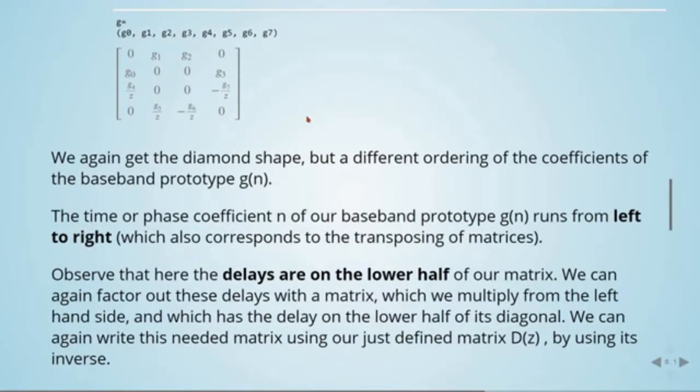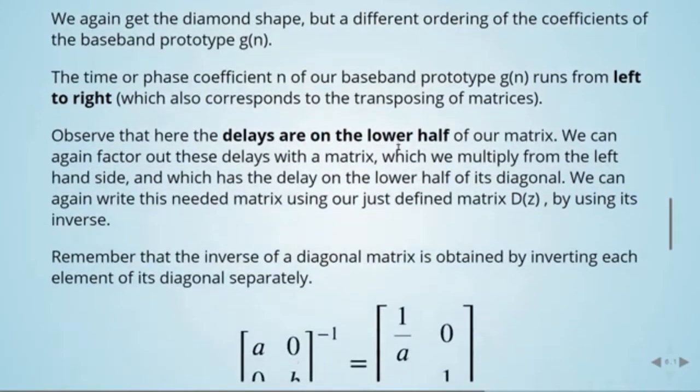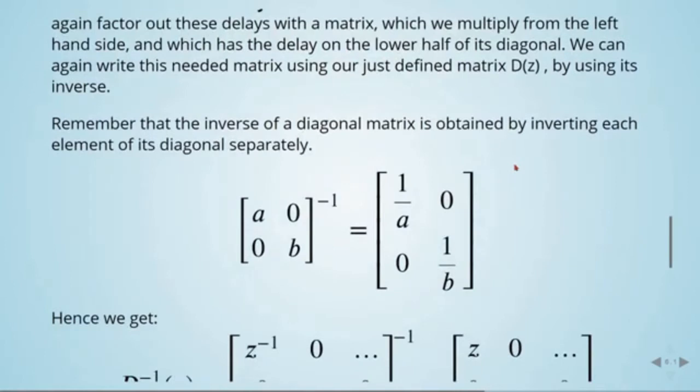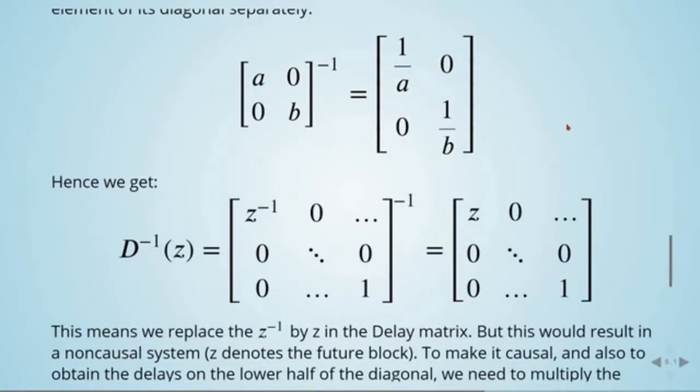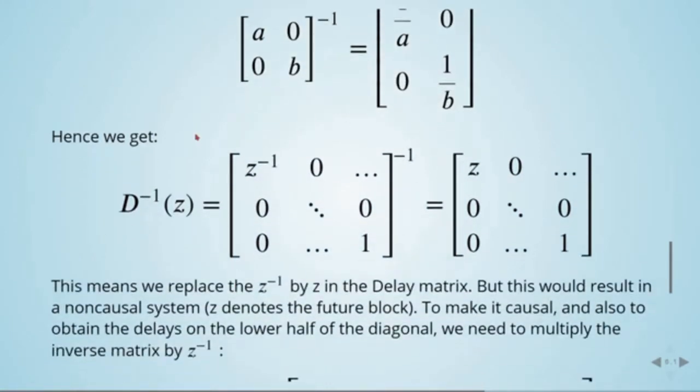We can again factor out these delays with a matrix which we multiply from the left-hand side and which has the delay on the lower half of its diagonal. We can again write this needed matrix using our just defined matrix DZ by using its inverse. Remember that the inverse of a diagonal matrix is obtained by inverting each element of its diagonal separately. So this is an example of how to invert a diagonal matrix. And therefore we get the inverse of this delay given here. This means that we replace Z to the power of minus 1 by Z in the delay matrix.